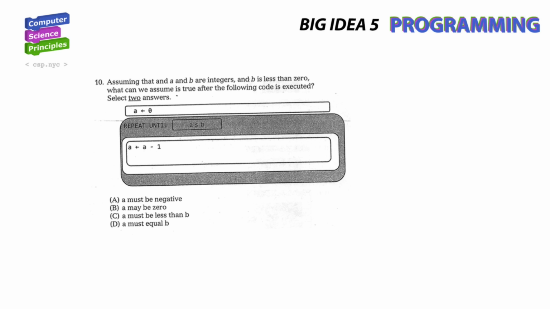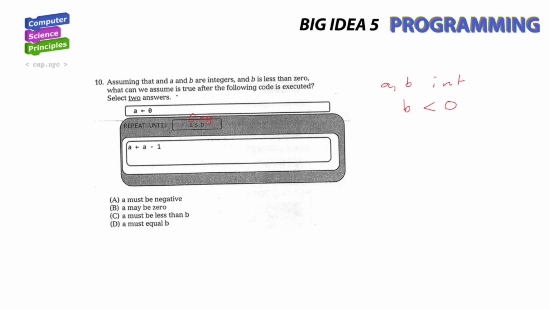Okay, 10. Assuming that a and b are integers, and b is less than 0, what can we assume is true after the following code is executed? And select 2 answers. So we're told over here that a is given the value of 0, and we know that b is less than 0. So we know that b is some negative number.